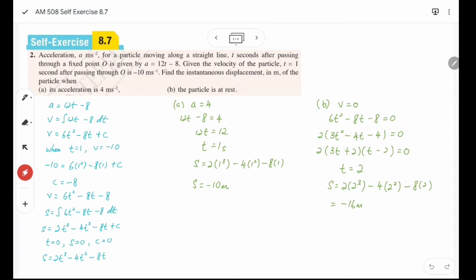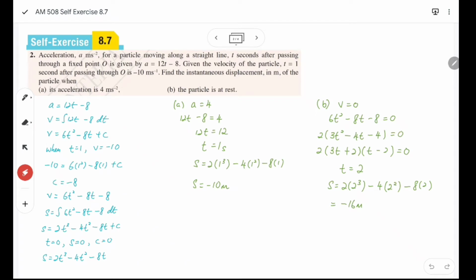So now, we need to find the instantaneous displacement when the acceleration is 4 meters per second squared. We need to know the time when we have acceleration 4 meters per second squared. So when a equals 4, 12t minus 8 equals 4, it happens when t equals 1. Then we need to find the instantaneous displacement when t equals 1. So we sub t equals 1 into the function of displacement. We get s equals 2 times 1 cubed minus 4 times 1 squared minus 8 times 1. We get s equals negative 10 meter.